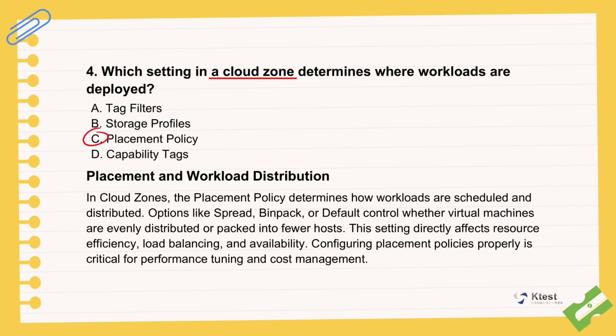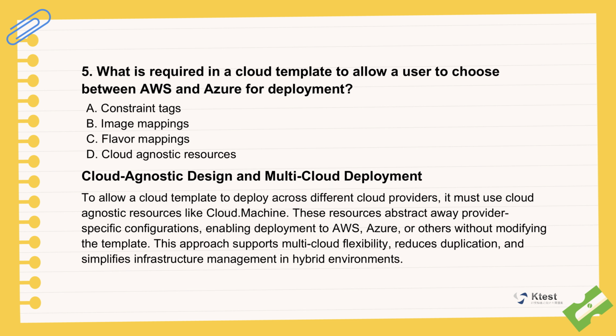Okay, now, a huge part of area automation is managing stuff across different clouds, right? Multi-clouds. Absolutely key these days. Question 5 touches on this. It asks what's needed in a cloud template so that a user could choose to deploy it to, say, AWS or Azure. Yes. The magic here is using what are called cloud-agnostic resources in your template.